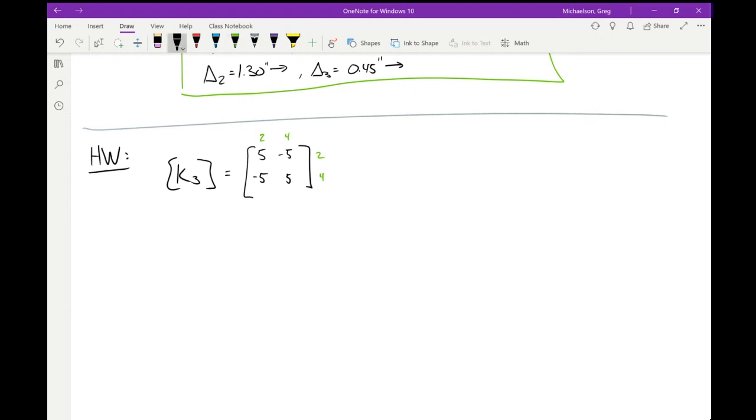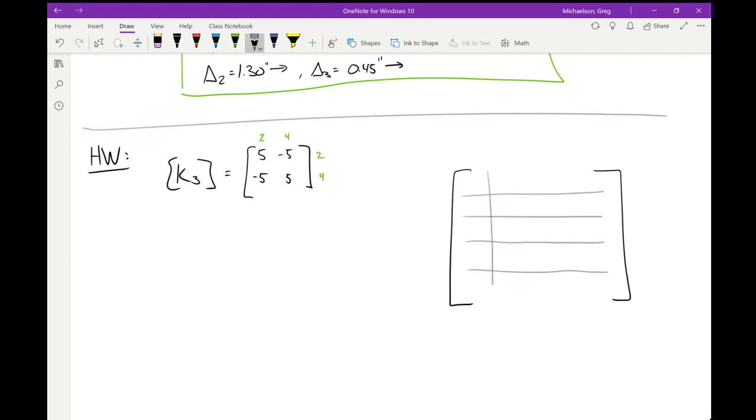When you assemble the full-blown stiffness matrix, it's going to have rows and columns 1, 2, 3, 4, 5. Those terms are just going to go here, because that's where they are in the assembly.